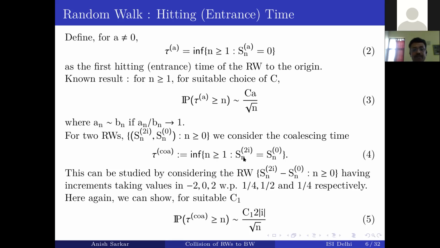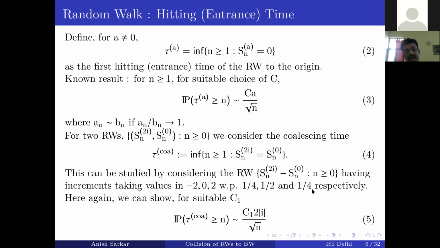It is the first time these two meet. So you take these two random walks, S_n starting at 2i and S_n starting at 0, and take the difference. Now the random walk here will have different increments. The increments would now be -2, 0, and 2, and it is easy to see that the probabilities are 1/4, 1/2, and 1/4.